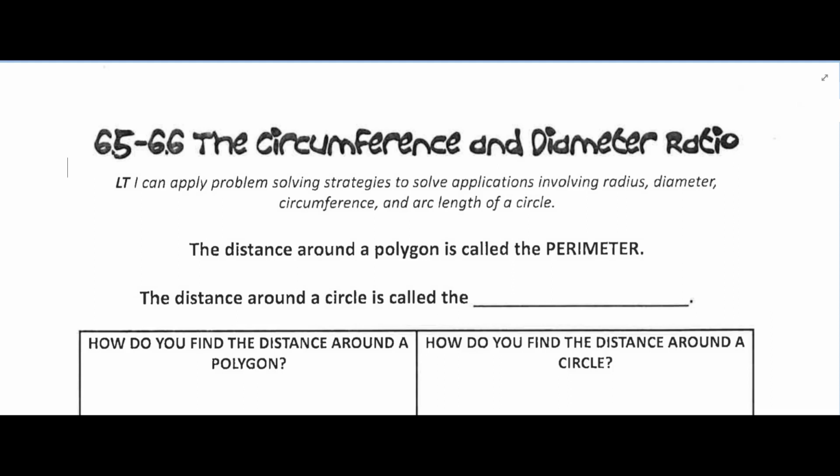So, if you recall from polygons, the distance around a polygon is called the perimeter. However, when we talk about the perimeter for a circle, we give it a very special name. We call it, the distance around a circle is called the circumference. Okay, so really it's just the perimeter of a circle. We just have a special name for it.